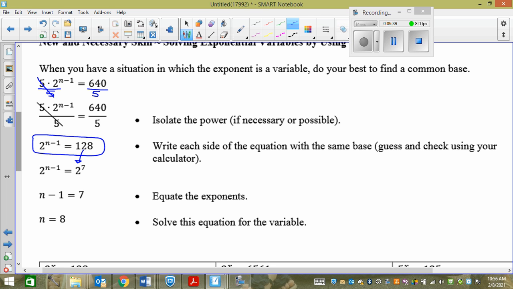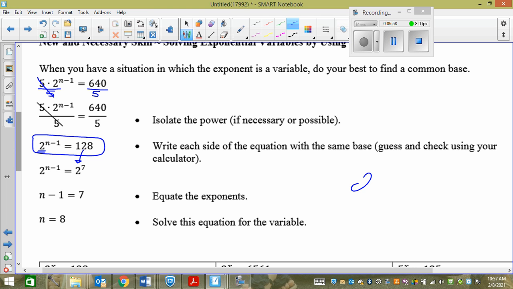How did I know to go 2 to the something? Because this side was a 2. If this side was a 3, I'd go 3 to the something. If this was a 4, I'd go 4 to the something. Right? You always have to make them both be the same base. Do you see that?